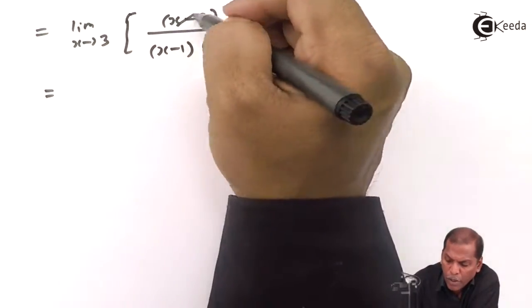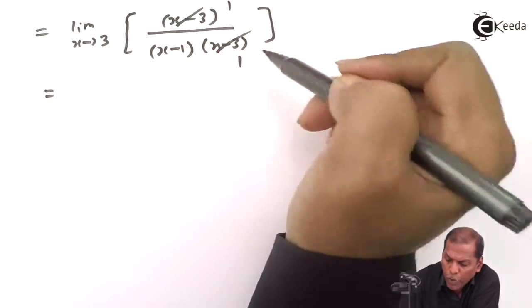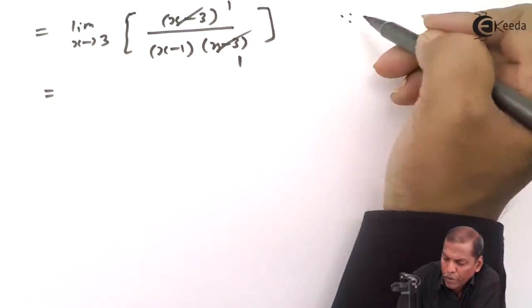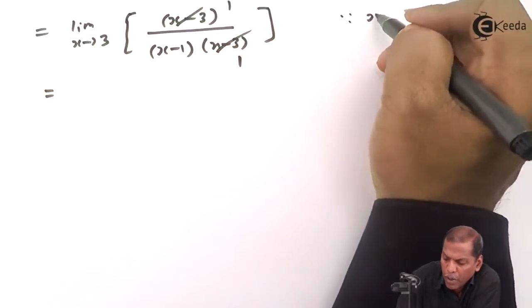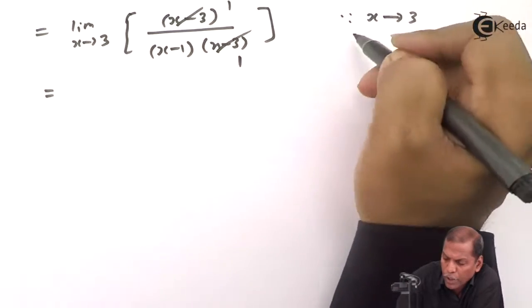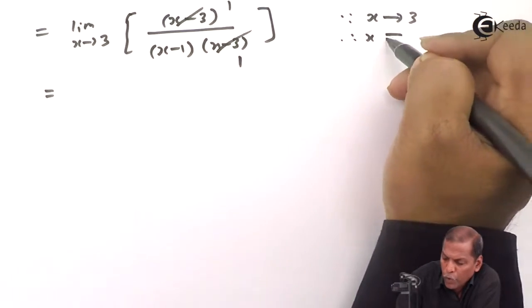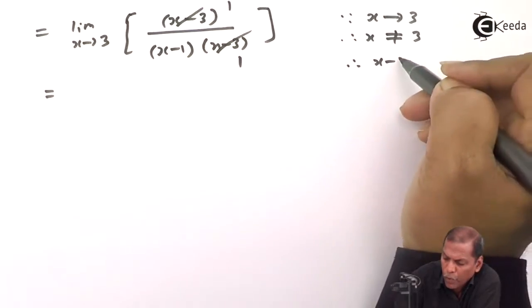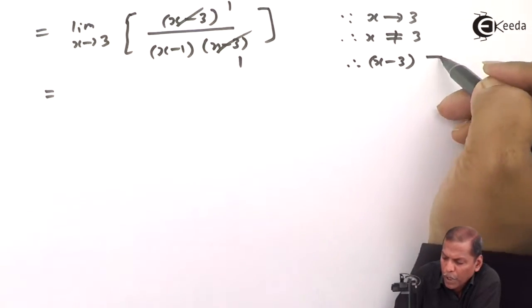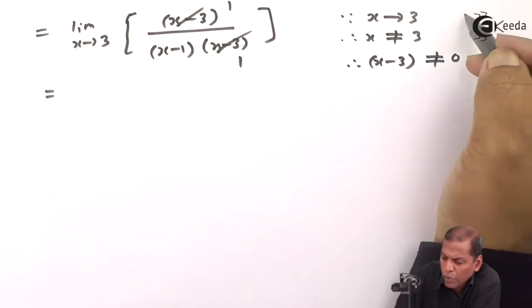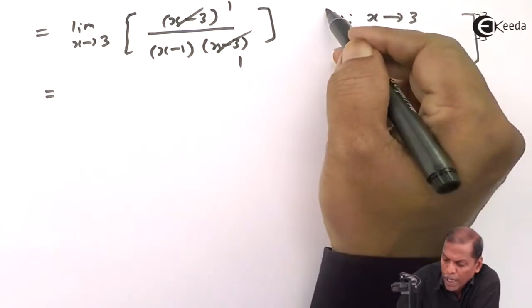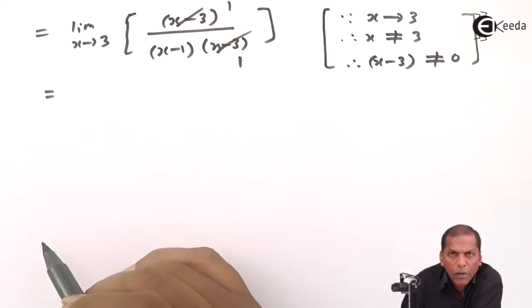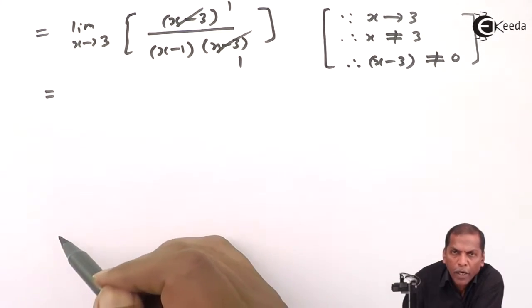Now we cancel x minus 3 from numerator and denominator, stating the reason that since x tends to 3, therefore x is not equal to 3, and therefore x minus 3 is not equal to 0. It means we can cancel x minus 3 from numerator and denominator.